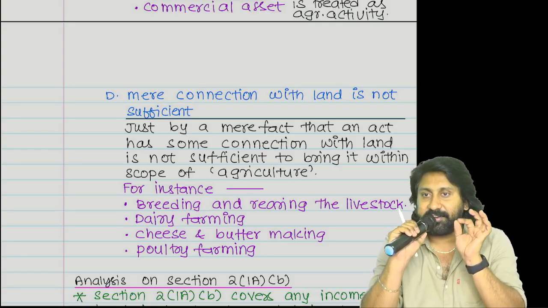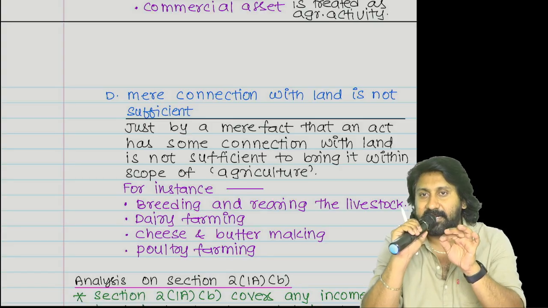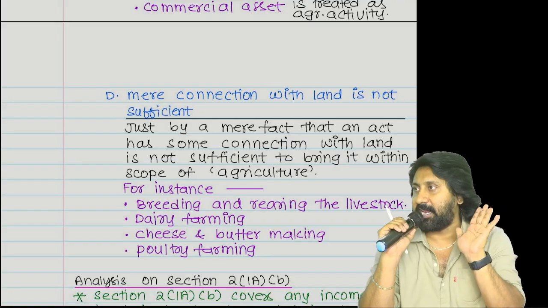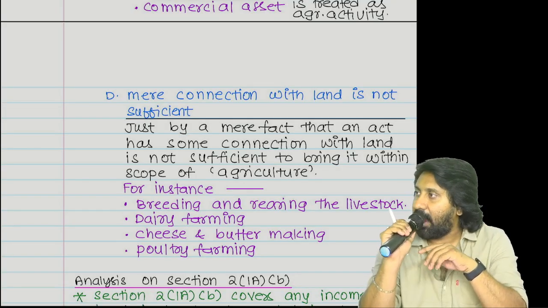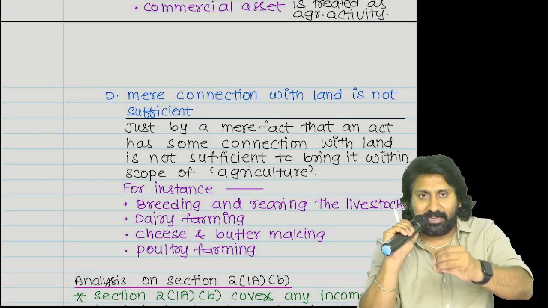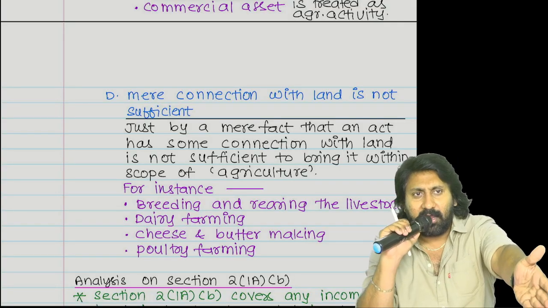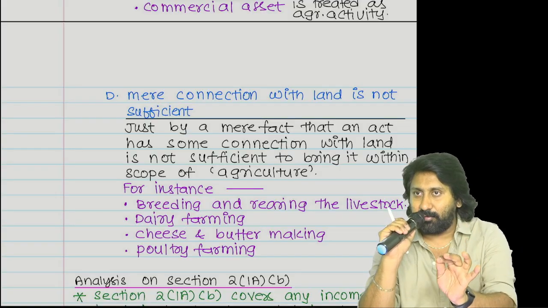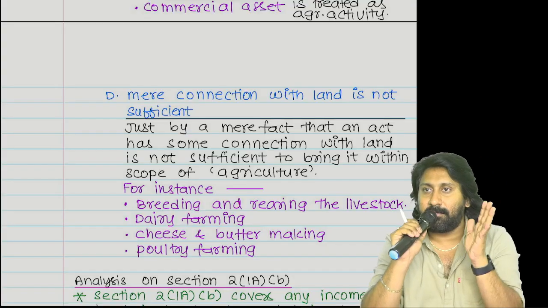I am selling fertilizers. I am selling pesticides. I am selling urea, which will be used obviously on agriculture. Correct? And my product is directly linked to agricultural lands. Now tell me, why can I not call my revenue agricultural income?